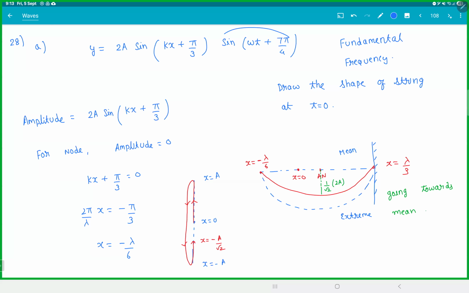So the second part is your SHM. The first part, just put equal to 0. You will get the position of the node. That's it. There are only two parts to that.